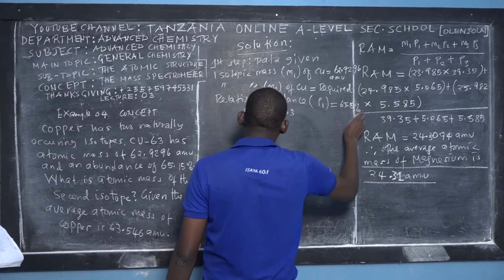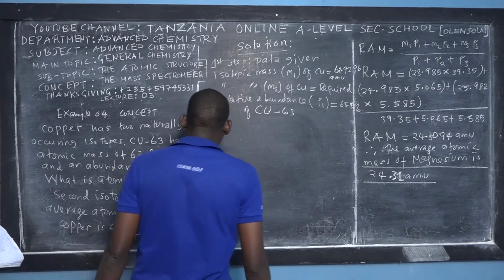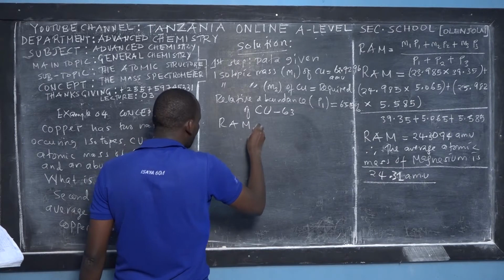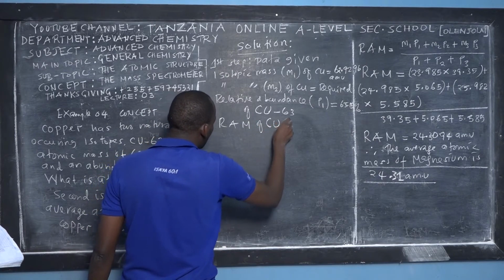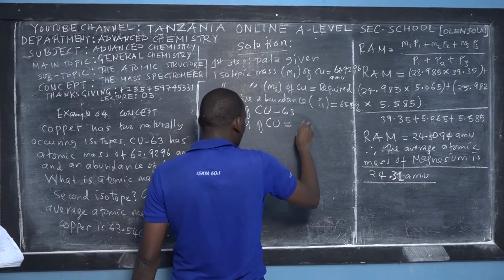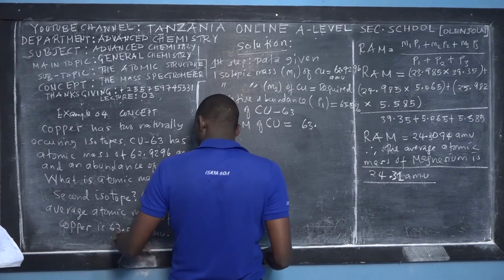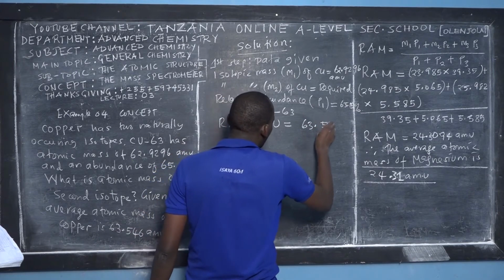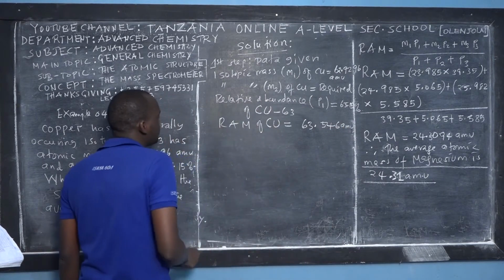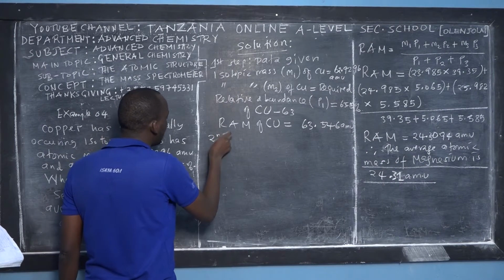65.15%. Then we'll be given the relative atomic mass of copper. The average atomic mass will be given as 63.546 atomic mass units. So that is all about the first step.